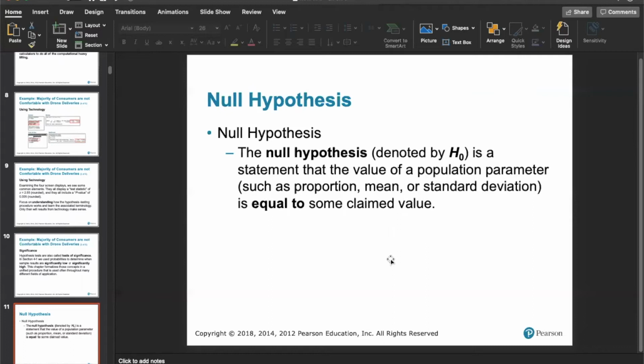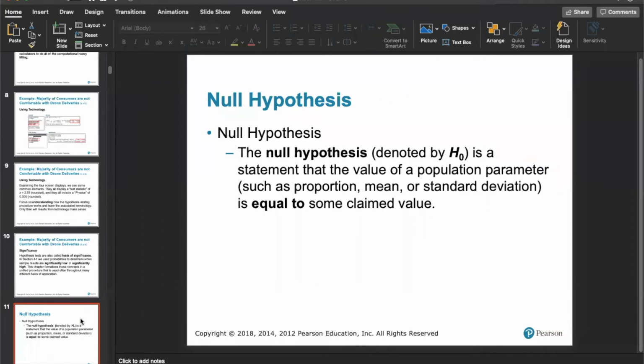We're going to have our null hypothesis, which is our first one, and it's just denoted by this H for hypothesis, and we just give a sub of 0. And that's just saying that it's our null hypothesis. That's just what it's called. So it's a statement that the value of a population parameter, which can be your proportion, your mean, or your standard deviation, is going to be equal to some claimed value. So there's going to be a number inside our problems that we're given, and we're just setting up our null hypothesis to just plainly be equal to that claimed value, because that's how we're going to build the rest of our problem off of.